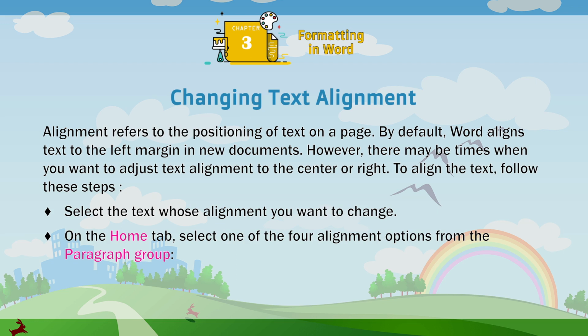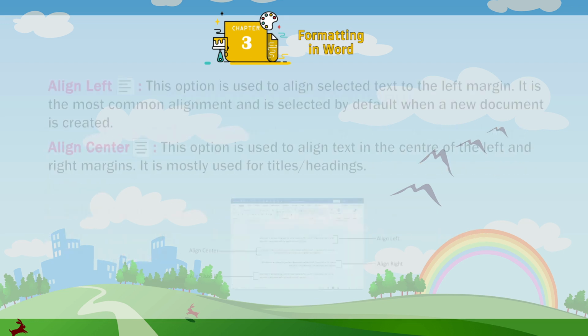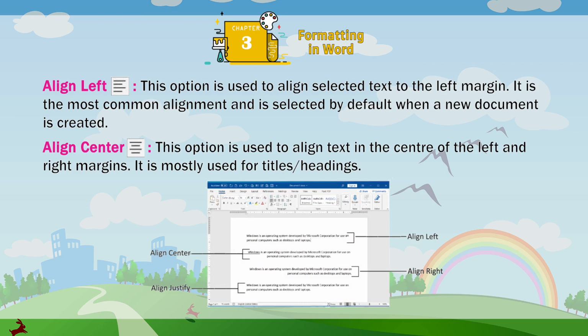Select the text whose alignment you want to change. On the Home tab, select one of the 4 alignment options from the Paragraph group. Align Left. This option is used to align selected text to the left margin. It is the most common alignment and is selected by default when a new document is created.